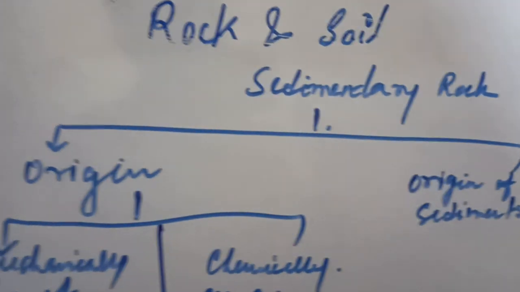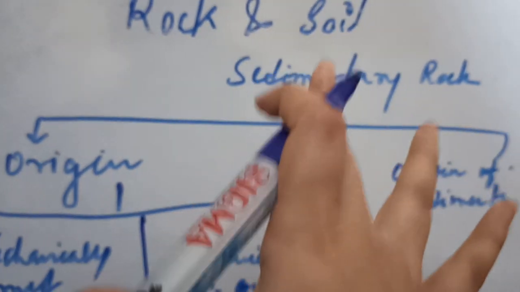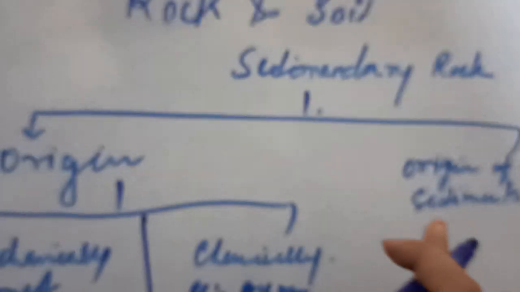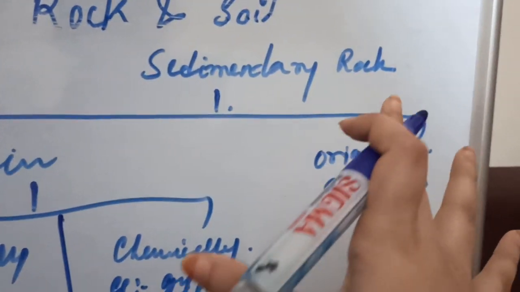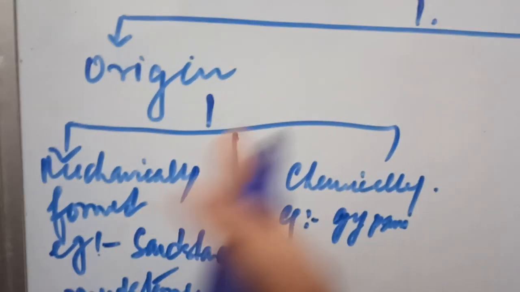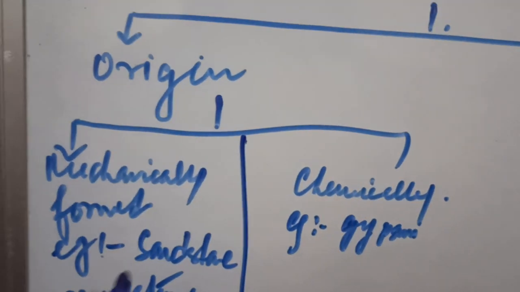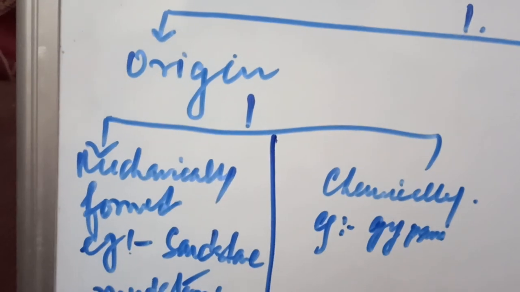Based on classification, the sedimentary rocks have been classified into two groups. One is based on origin and one is based on the origin of the sediments. According to the origin, the sedimentary rock has been classified into three groups. One is mechanically formed sedimentary rock.